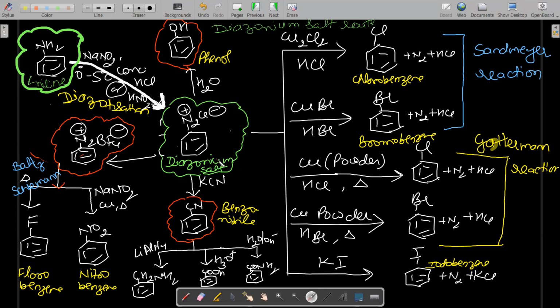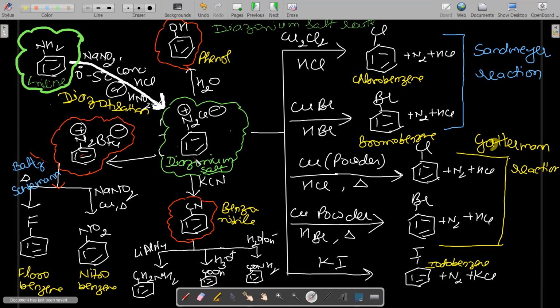Suppose you have to obtain iodobenzene from aniline, what do you do first? First, you go for diazonium salt formation, and then this diazonium salt reacts with KI to form iodobenzene. So for any conversion, you first convert aniline into the diazonium salt. Suppose in the exam it is asked to convert aniline to phenol, meaning you have to bring in a new functional group. Obviously you first convert into the diazonium salt, and this diazonium salt directly reacts with water to form phenol. This whole group is replaced by OH.